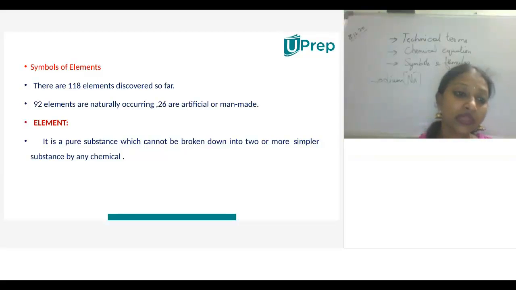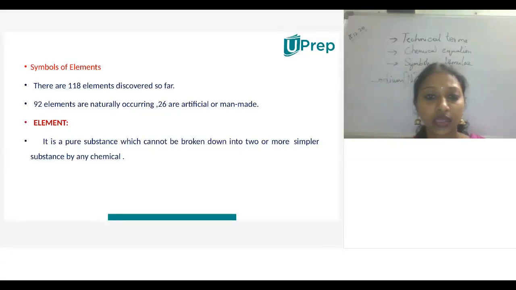At present, how many elements are there, children? 118. At present, we are having 118. This 118 is common in the entire world. It's common for every country, not only India. Yes, Bhavya? Ma'am, we have a total of 118 elements, but I don't think we will learn all the elements. No, it's very easy. Once you know the technique of learning all 118 elements, it's very, very easy.